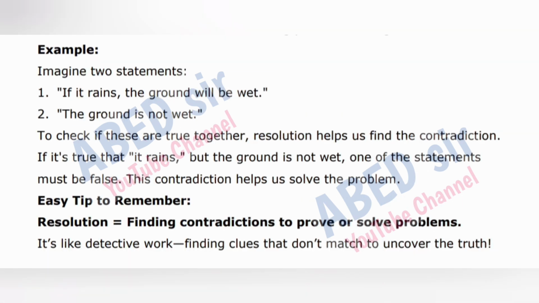Example. Imagine two statements. 1. If it rains, the ground will be wet. 2. The ground is not wet. To check if these are true together, resolution helps us find the contradiction. If it's true that it rains, but the ground is not wet, one of the statements must be false. This contradiction helps us solve the problem. Easy tip to remember. Resolution is equal to finding contradictions to prove or solve problems. It's like detective work, finding clues that don't match to uncover the truth.